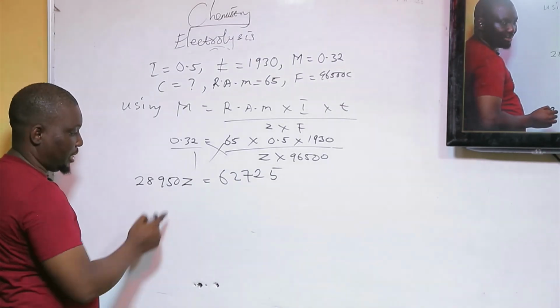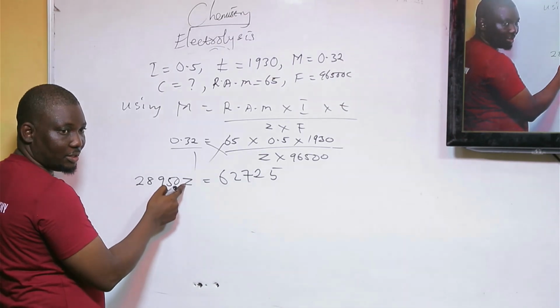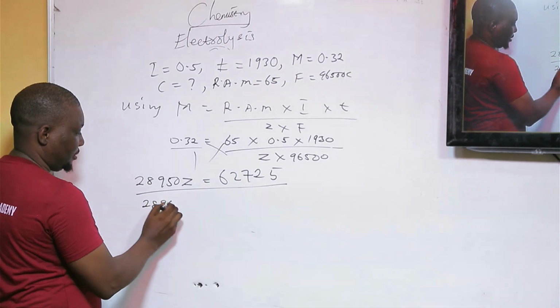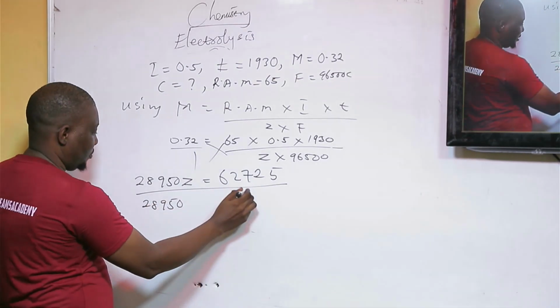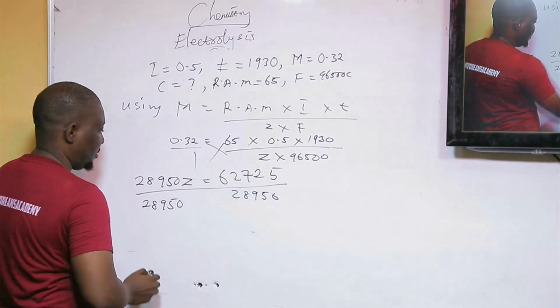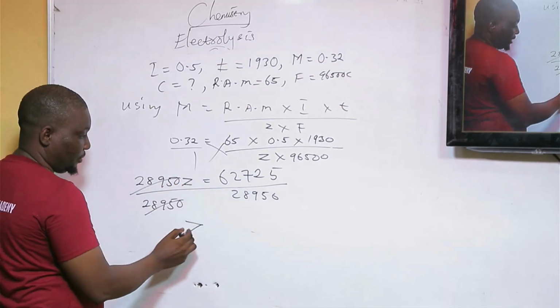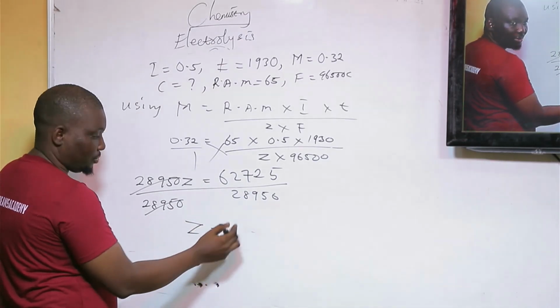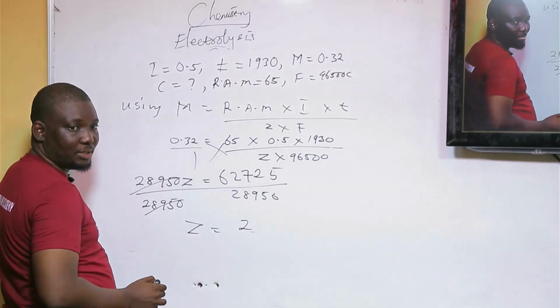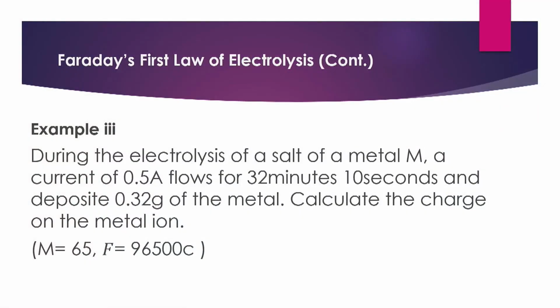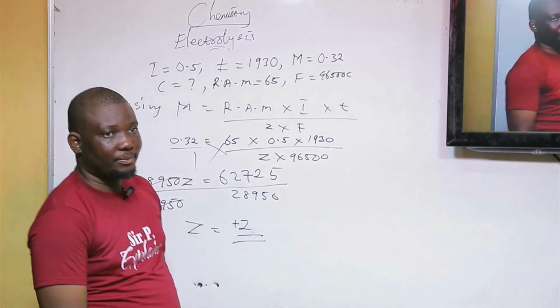What do you do at this point now? Divide both sides by the coefficient of Z. So we have this against 28,950. So Z alone is 2. Since it is a charge, it carries a positive charge. So that's the answer. It's 2.